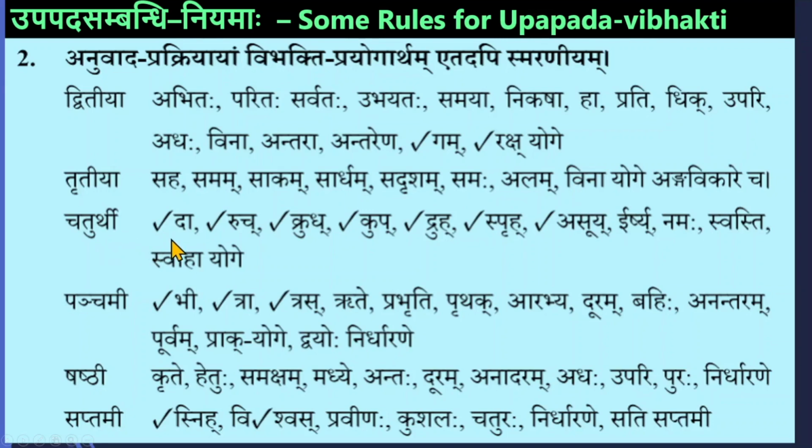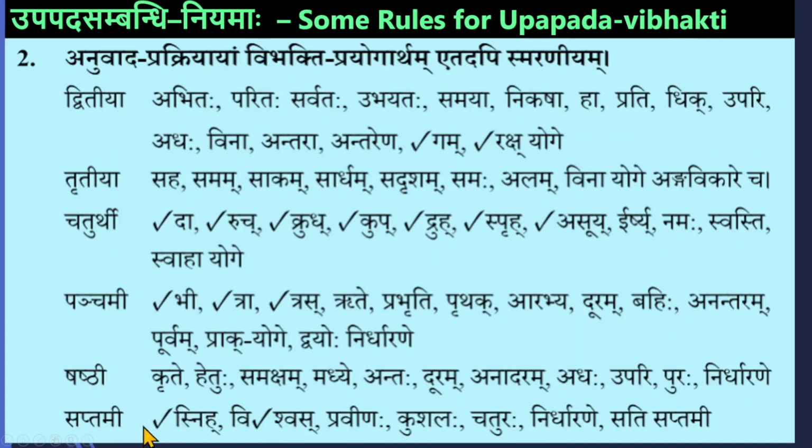Chaturthi is the following dhatus: da, ruch, krudh, kup, druh, sprih, asui, irsh. And then the words namaha, swasti, swaha, swadha. Panchami is the roots bhi, tra, tras. Then words rite, prabhriti, prithak, arabhya, duram, bahihi, anantaram, purvam, prak. Then shashti: krite, hetuhu, samaksham, madhye, antaha, duram, anadaram, adhaha, upari, puraha, nirdharane.